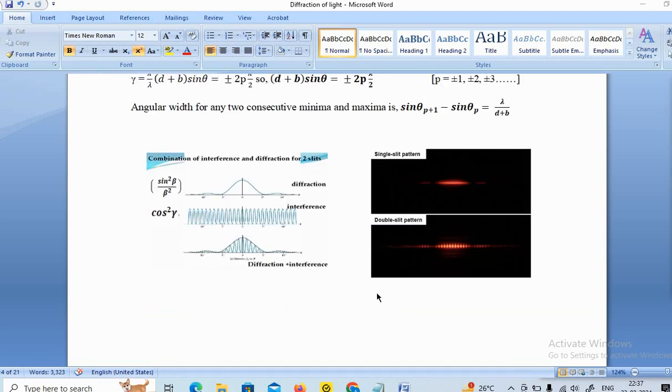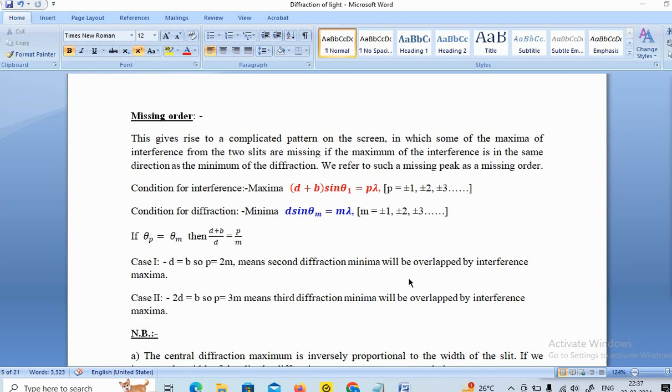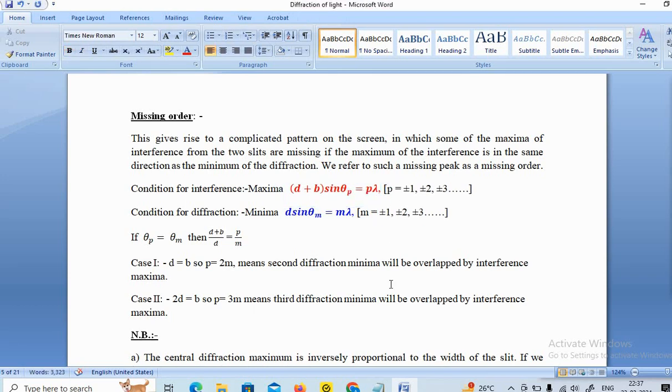Let me rewrite this particular part. This should be p. We are just showing that p is of any order, so this may be 1, 2, 3 or 4. Or m may be of any order, maybe 2, 3 or 4. They may be equal, may not be equal. But what is our condition? When they are overlapping, these values are equal, so the angles are equal.